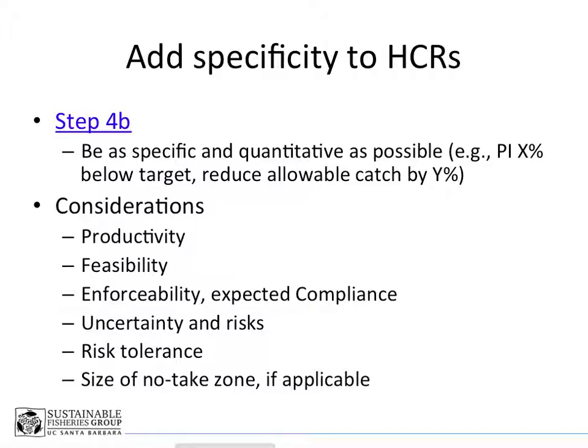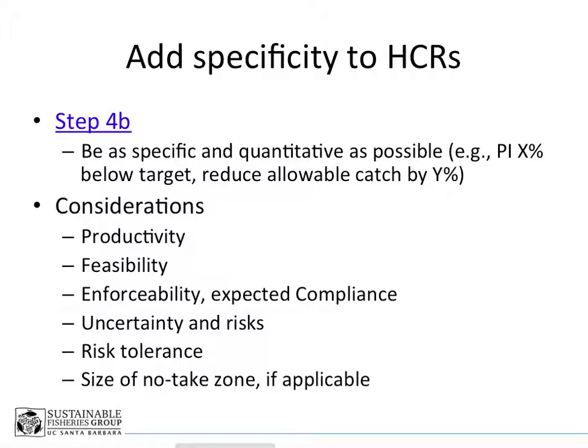Once we've outlined a basic harvest control rule table, the next step is to be as specific as possible. So for example, if our performance indicator is X% below the target, reduce the allowable catch by Y%. Now, how do we determine what the specificity should be? There are a couple of considerations. One is the productivity of the species. Are they very fast growing? Are they likely to respond very quickly to changes in management?